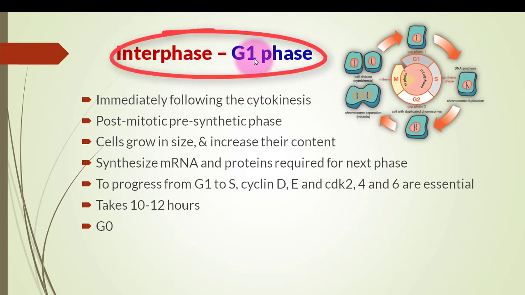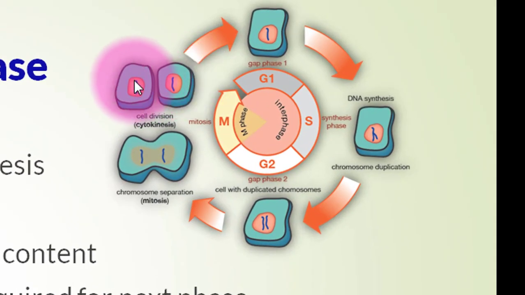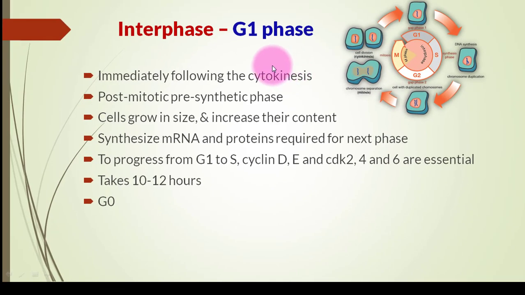It is actually the first phase in the interphase, and G1 phase immediately follows the cytokinesis. Cytokinesis is the actual cell division when the cell divides into two. This process is called cytokinesis. We'll talk about it when we talk about mitosis. So the phase that immediately follows the actual cell division is called the G1 phase.